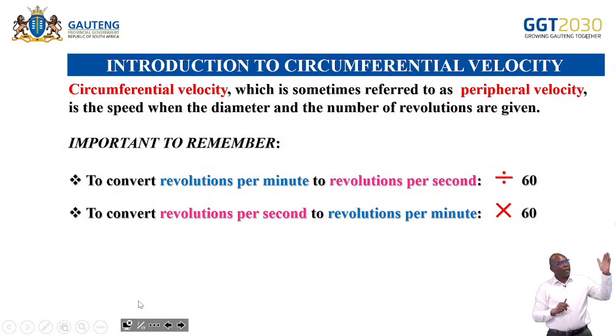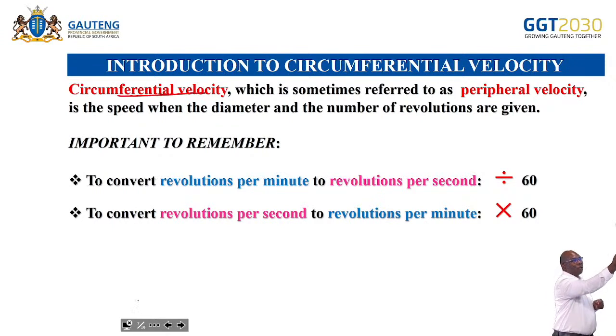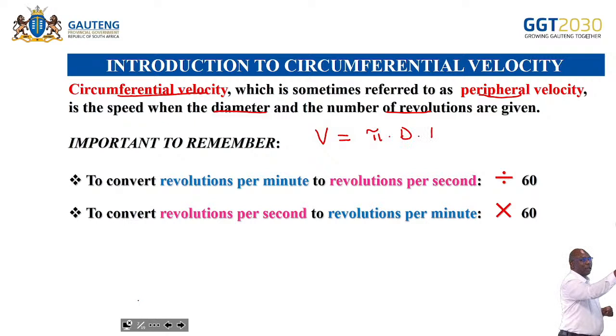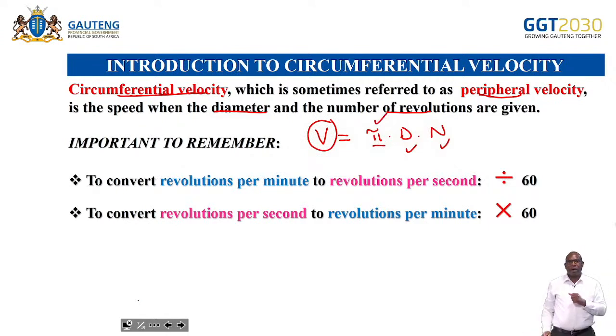Now to activities. Before we do activities, quickly let me do the introduction to that. The circumferential velocity, we said, is sometimes referred to as peripheral velocity. It is the speed when the diameter and the number of revolutions are given. So what should be given? The diameter and the number of revolutions. Remember the formula: V equals pi multiplied by D multiplied by N. The diameter and the number of revolutions must be given for us to be able to calculate the circumferential velocity. Remember, pi is a given unit there.